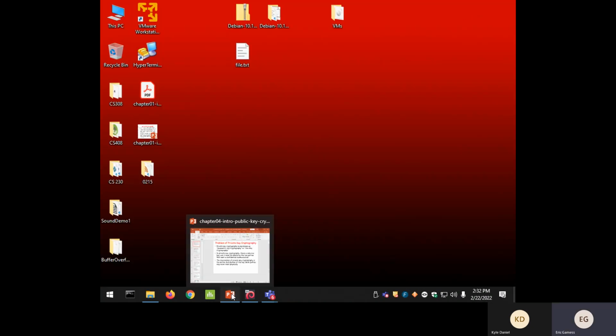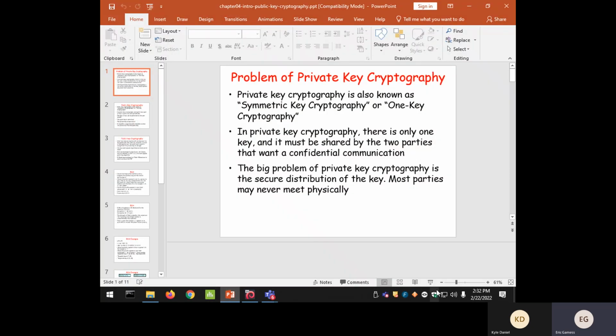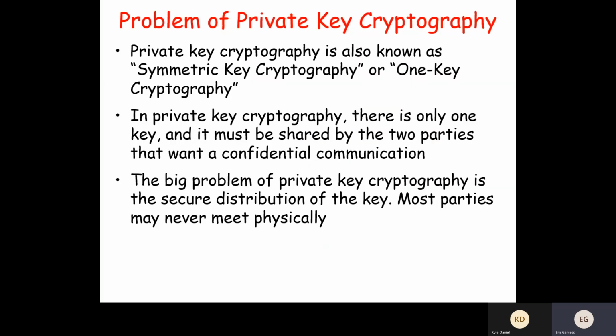Today, I'm going to present public key cryptography, or asymmetric cryptography, or two keys cryptography. Private key cryptography is also known as symmetric key cryptography or one key cryptography. Symmetric because we use the same key to encrypt and decrypt. One key because we have only one key.